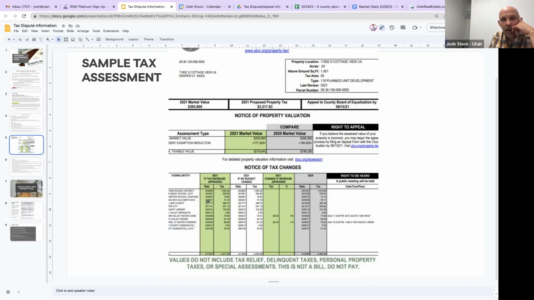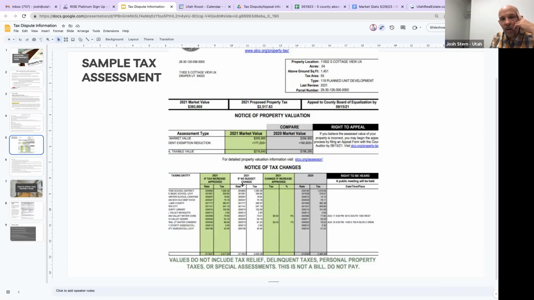school levy, water school, debt service. I don't even know what that was for. Salt Lake County, Draper City, the county library, the mosquito abatement program. Yes, that's not free. The Valley Water Conservatorship, South Valley Sewer, Utah Water Conservancy. I guess what I'm saying is these are all the different taxing entities right here. These are the mill rates for those entities, right? So you can see what the mill rate was previously and what their mill rate is now. And has it gone up or has it gone down?